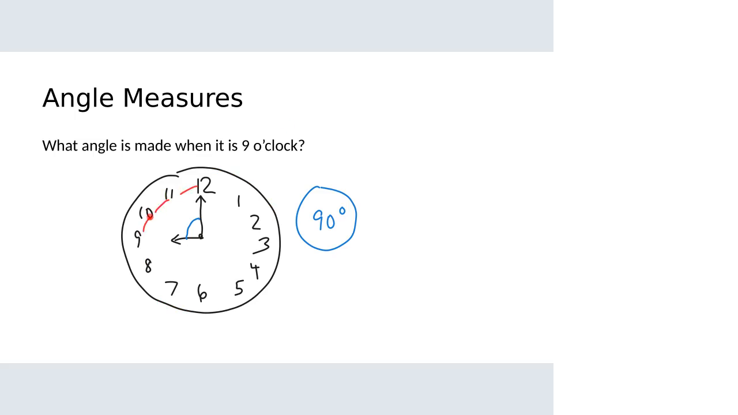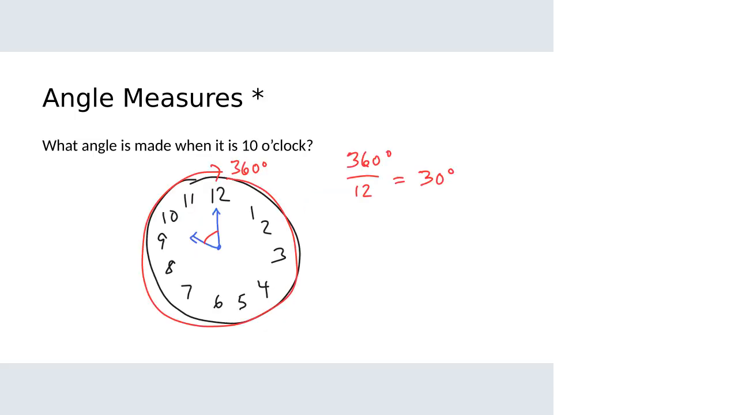And that's exactly right. Or something like this, where if it's 360 degrees all the way around the circle and there's 12 hours in the circle, we'll divide and find out that, you know what? Every time I go from one number to the next, that's 30 degrees. And if that's true, then I've got 30 degrees here and 30 degrees here. And so together, the angle that's made when it's 10 o'clock must be 60 degrees. Let me know if you have any questions on that before I have you try another one.